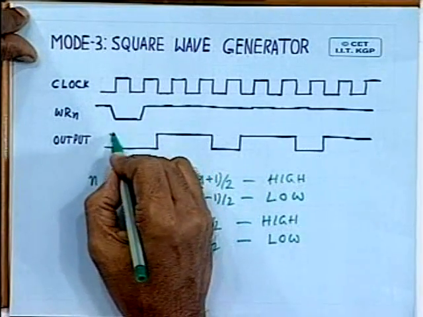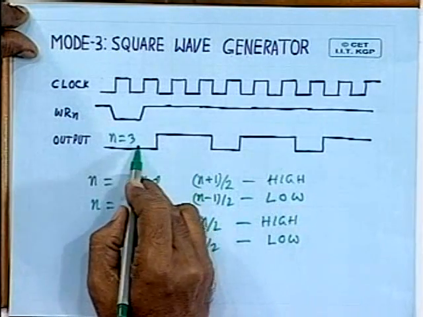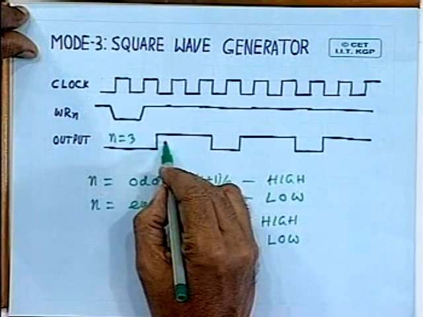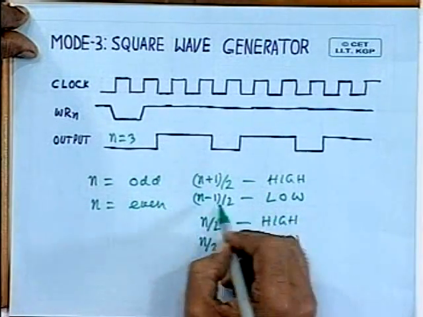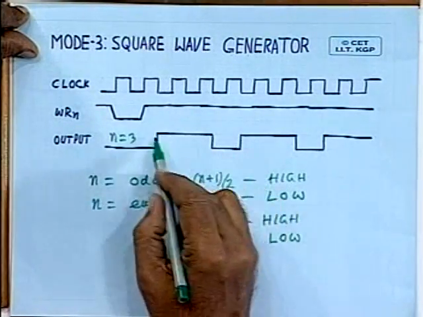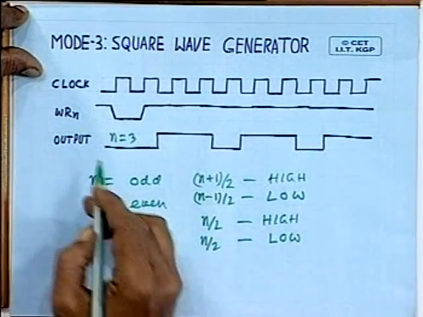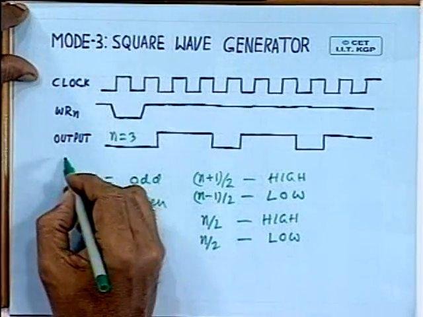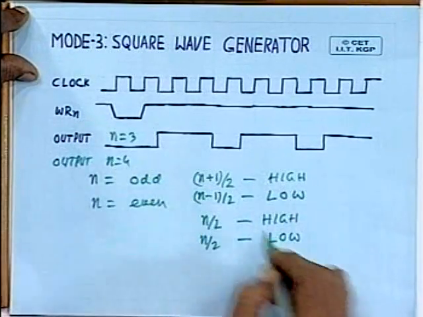Here I have written n is equal to 3, let us assume. Since n is equal to 3, it remains high for (3 plus 1) by 2, that is 2 clock periods. So this is one and this is another one. So 2 clock periods, and it remains low for (n minus 1) by 2, that means 1 clock period. So you see it is not a square wave but a rectangular wave. Now let me show the output for n is equal to 4.